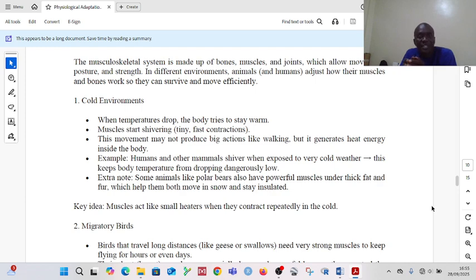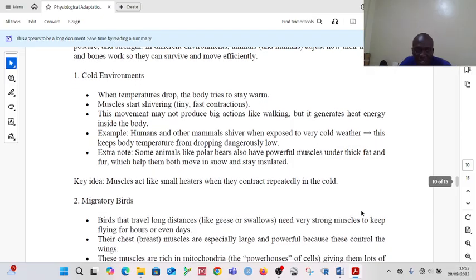And also these muscles not only help them to move, but they also insulate them. So they act like a cover. Okay? So the key idea here is that the muscles act as small heaters when they contract repeatedly in the cold. There are also other animals like the polar bears, which have very powerful muscles under their thick layers of fat. The function of these muscles is not only to enable these animals to move, but also to insulate those animals.